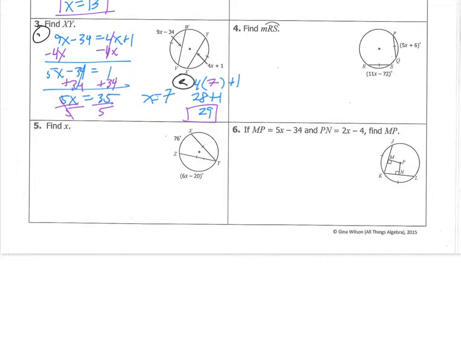I want you to discuss with your table group how you are going to solve this one. What do you know? Because this one's not as straightforward as the other two. So what do you see in the picture? What does it tell you? What do you think you can do to help solve the problem? Because we're trying to find x. So chit chat. Everybody talk. Talk about what you see.